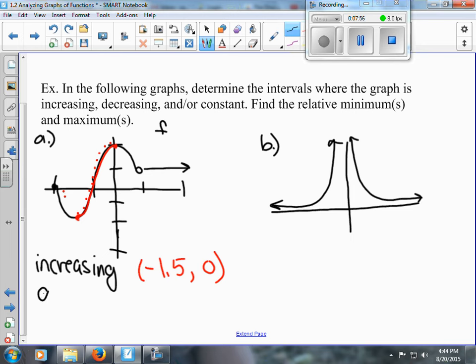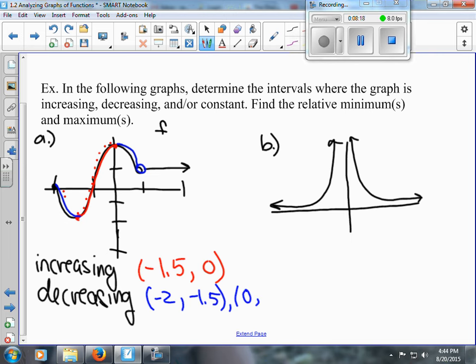Then, next question, where am I walking downhill? Where is the function decreasing? Again, we're going to read from left to right. So I want to know when I'm going downhill. That's here and here. There's an open circle there. So that would be starting at negative 2, going until negative 1.5. And then also starting at 0 and going into 1.